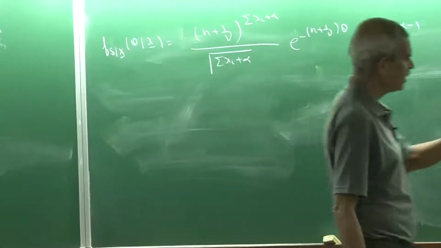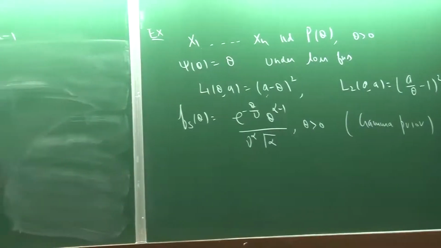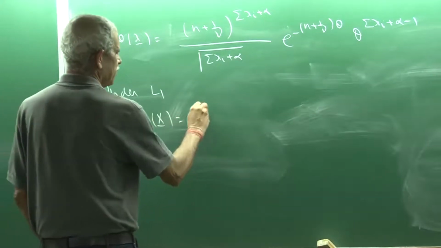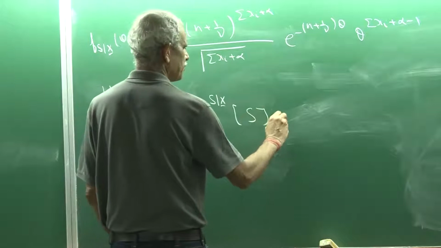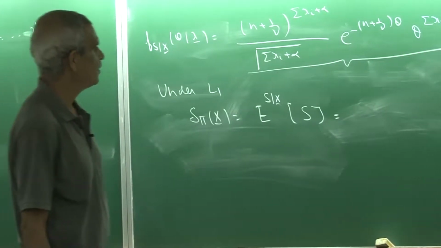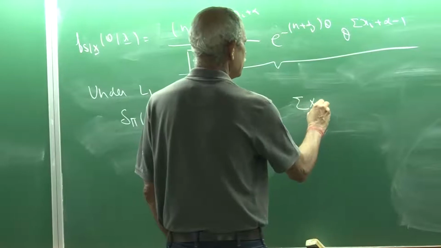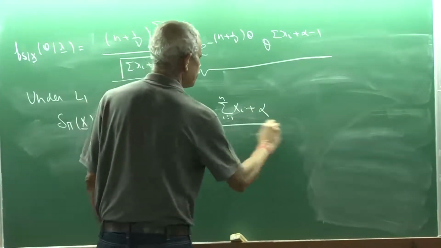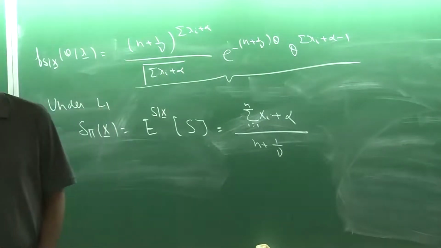Now, under the loss function, which is squared error, we have seen the Bayes estimator would be the posterior mean. So under L1, the Bayes estimator is nothing but the expected value of s given x. So that means the mean of this distribution. And the mean of this distribution is how much? The mean of this distribution would be summation xi, so I'm now denoting everything small xi by random variables, summation xi plus alpha, divided by n plus 1 by nu. So that is the Bayes estimator.